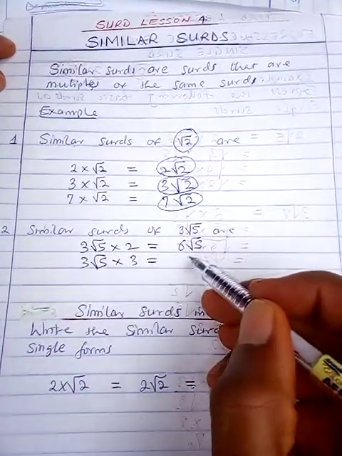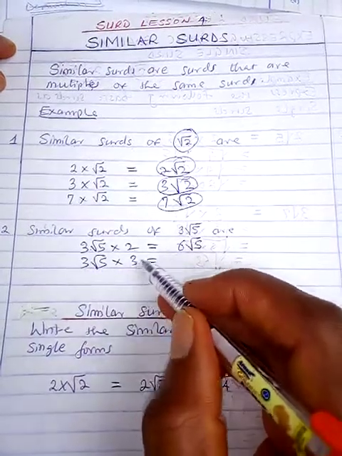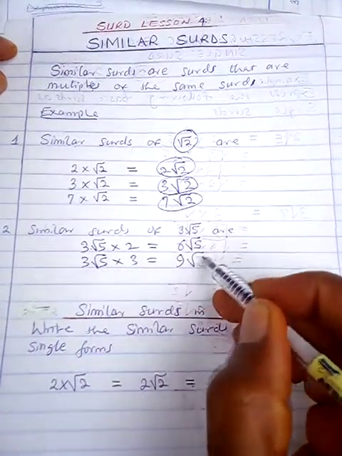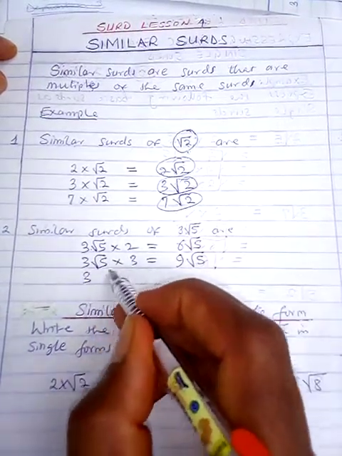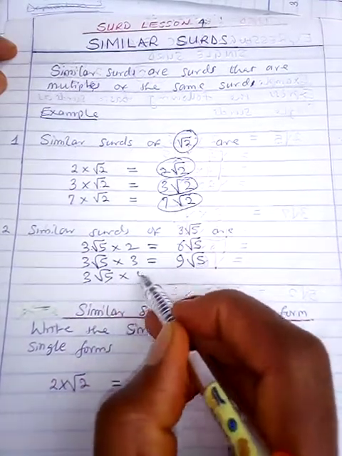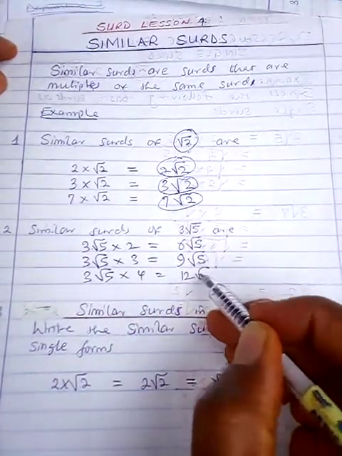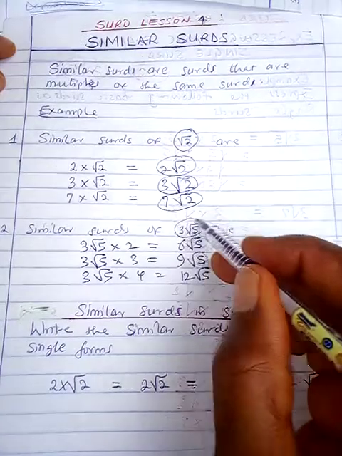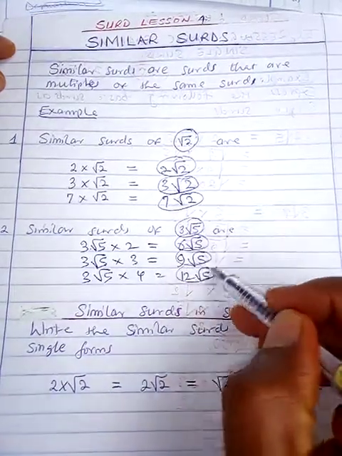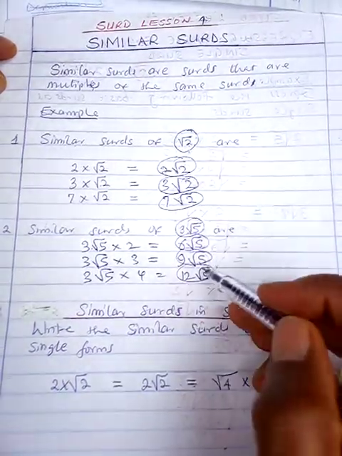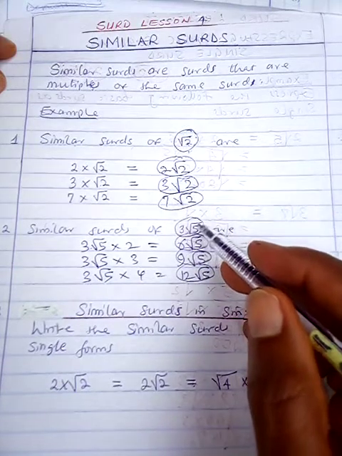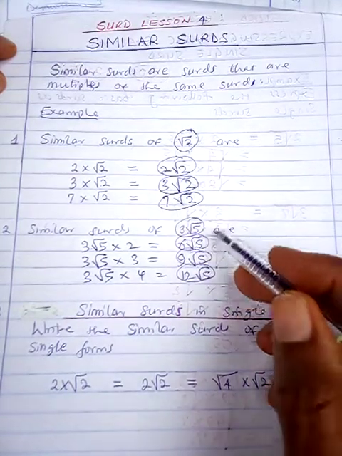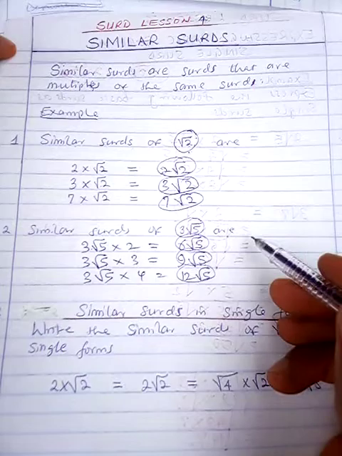If you multiply it by 3, you are having what? That's going to give us 3 times 3, which will give us 9 sword 5. If you multiply 3 sword 5 by 4, that gives you 12 sword 5. So all these swords, they are all similar swords because they are all multiples of the same sword, which is sword 5. So you see that they all have sword 5, sword 5, sword 5. So they are similar swords and they can be added or subtracted.